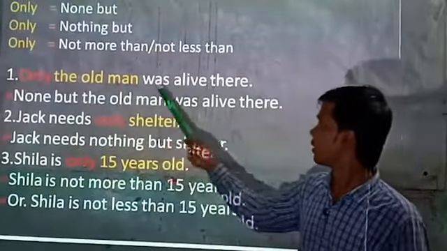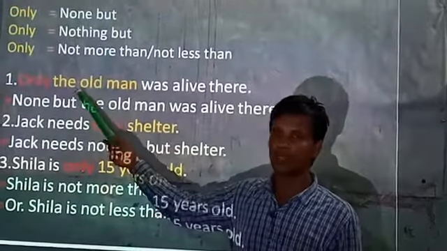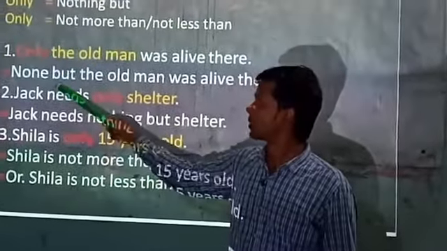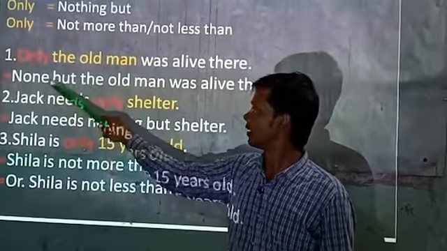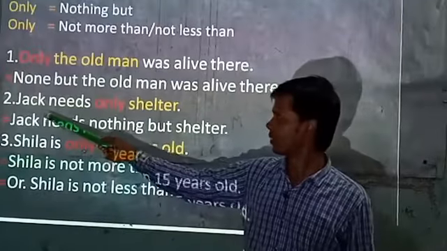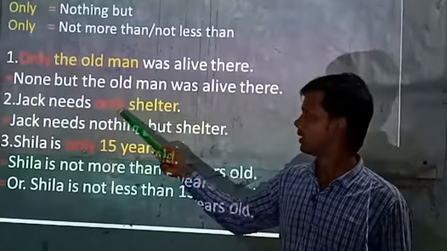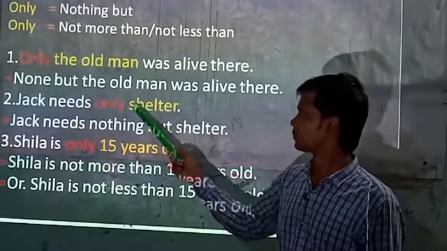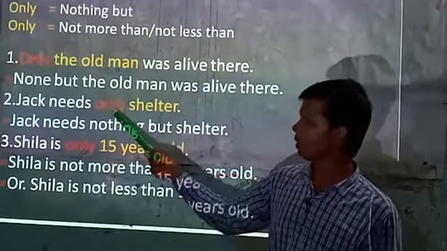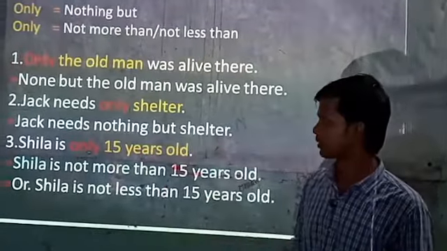Only the old man was alive there. Only here indicates the old man, who is a person. So we just write none but in place of only: None but the old man was alive there. Here is another example: Jack needs only shelter. Only indicates shelter. This is an object, so we will write nothing but in place of only: Jack needs nothing but shelter.